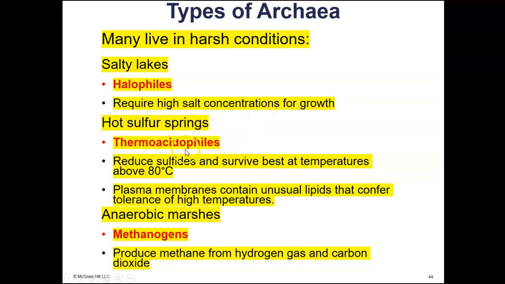Then we have thermoacidophiles that live, for example, in the hot springs at Yellowstone National Park. They thrive in very hot temperatures and acid conditions. And then we have methanogens that live in the swamp. They are anaerobic archaea that actually produce methane.